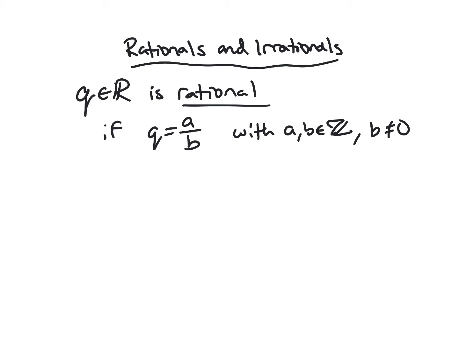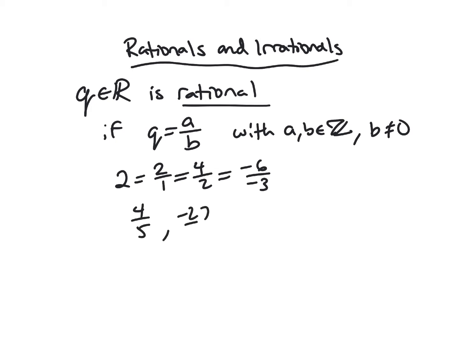Integers are still fractions, right? So like 2 is 2 over 1, or 4 over 2, or negative 6 over negative 3, and so on, right? So these guys are still rational, but of course you get fractions that are not whole numbers as well, right? So like 4/5, negative 27/76. These guys are rational numbers, okay?